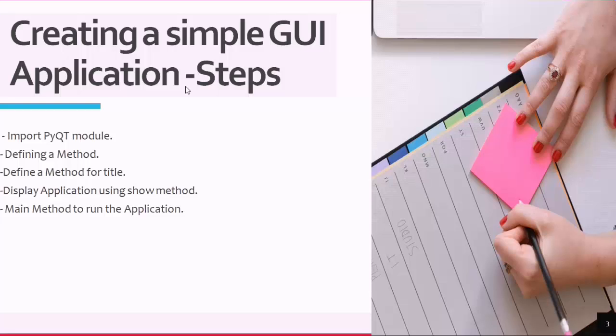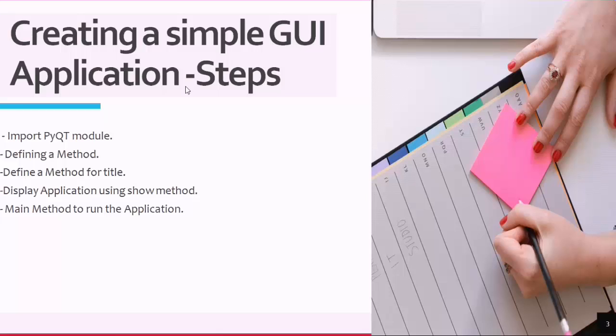So these are the 5 steps we are going to use for creating that simple app. First, we'll import the PyQt module, in which we'll have certain things that need to be imported for creating the application. Followed by, we'll be defining a method. In this method, we'll define the size, like top, down, right, left. All the steps will be defined over this method.